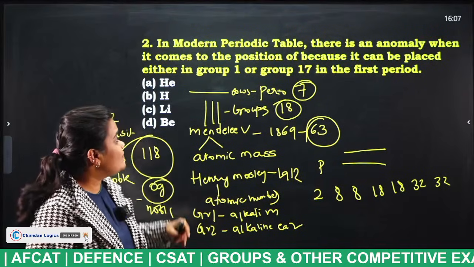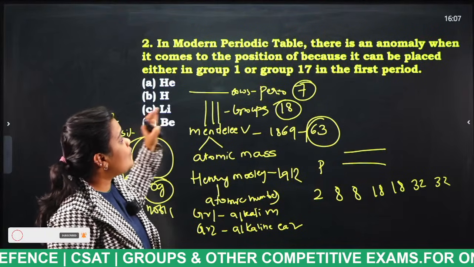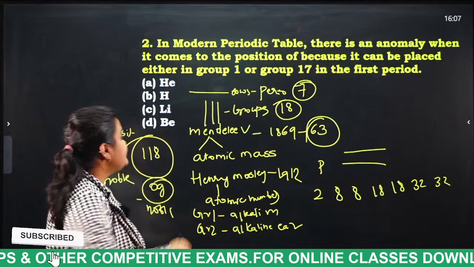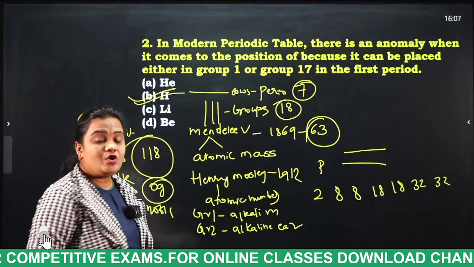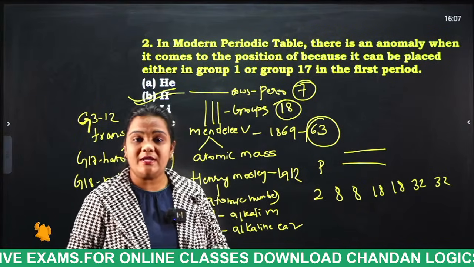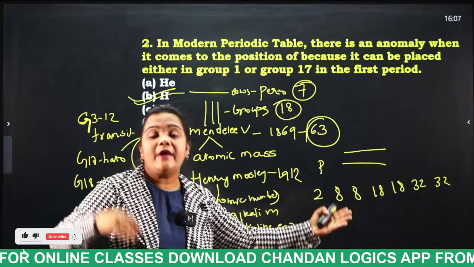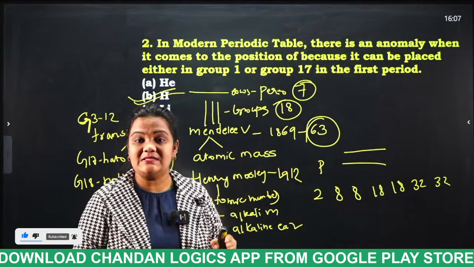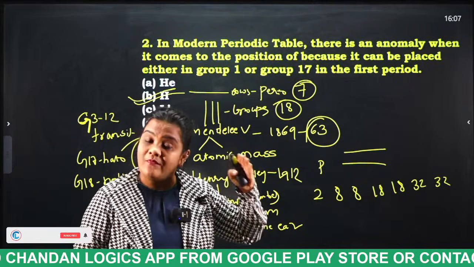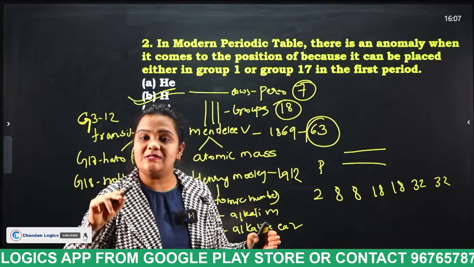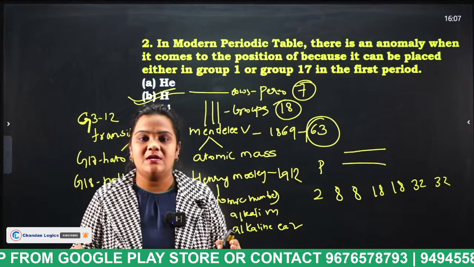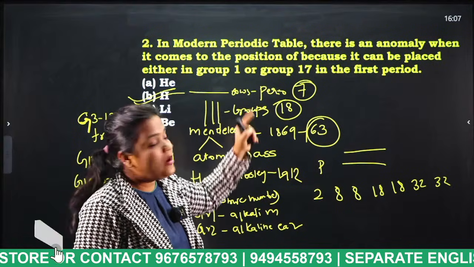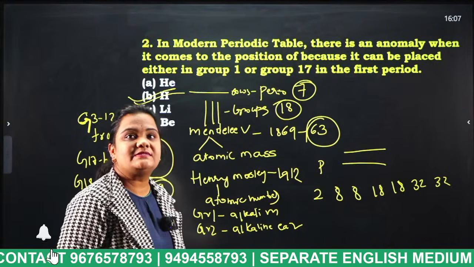And what is the question, students? Actually, in the modern periodic table, there is an anomaly. The anomaly is nothing but hydrogen. We can place hydrogen either in group 1 or in group 17. Why? Because hydrogen has the properties of group 1 elements and also the properties of group 17 halogen elements. For this purpose, we consider hydrogen as an anomaly. Clear, all of you? Yes, very good.